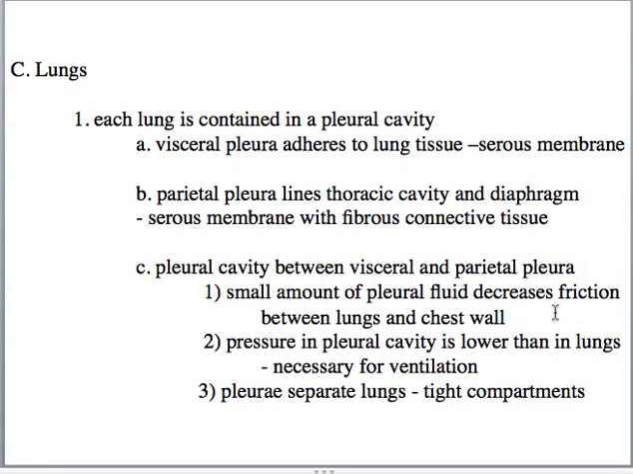And that pleural cavity is kind of interesting in that there's a little bit of negative pressure in that pleural cavity. It's a little bit lower than the pressure that is in the lung cavity. And that little bit of negative pressure is very necessary for ventilation. These pleural membranes actually separate the lungs from each other. So they are in individual tight compartments in the chest.